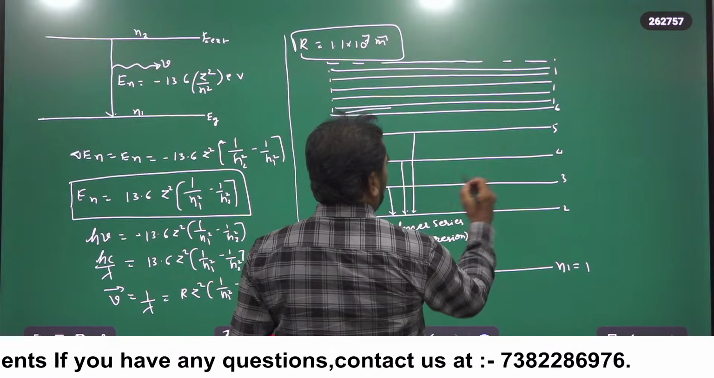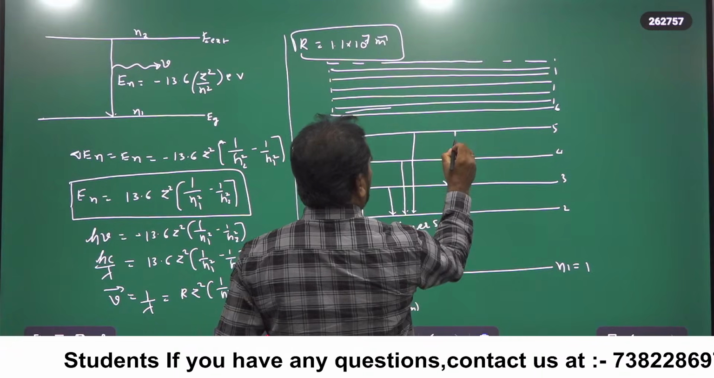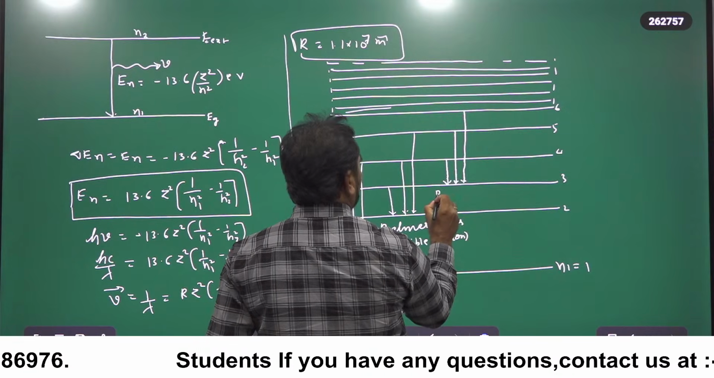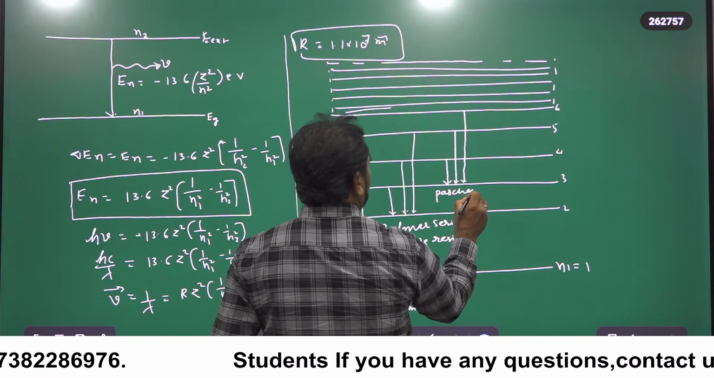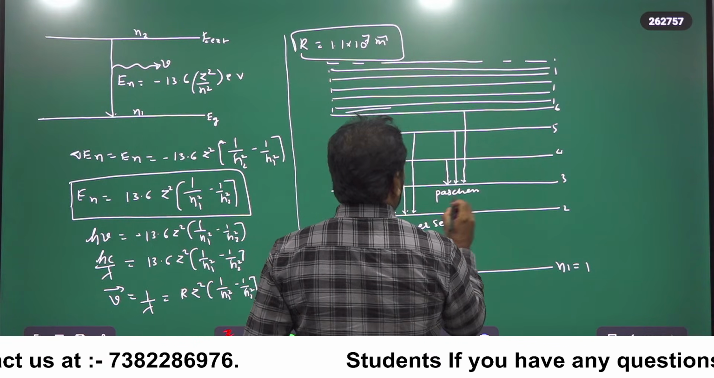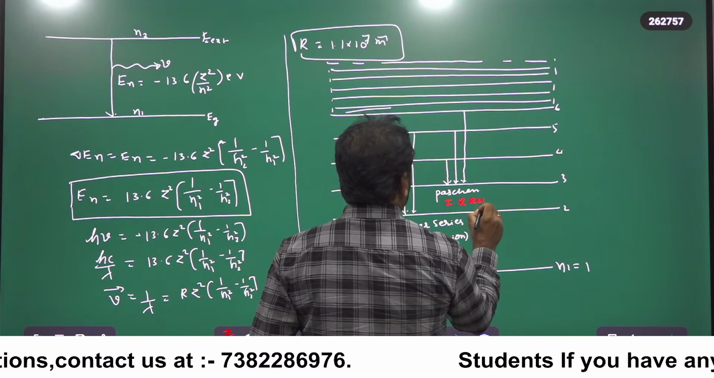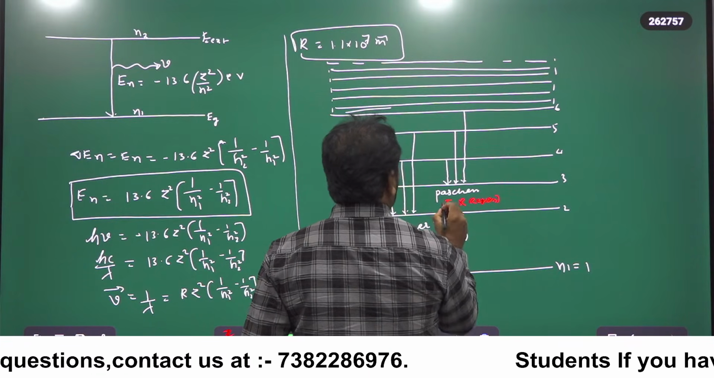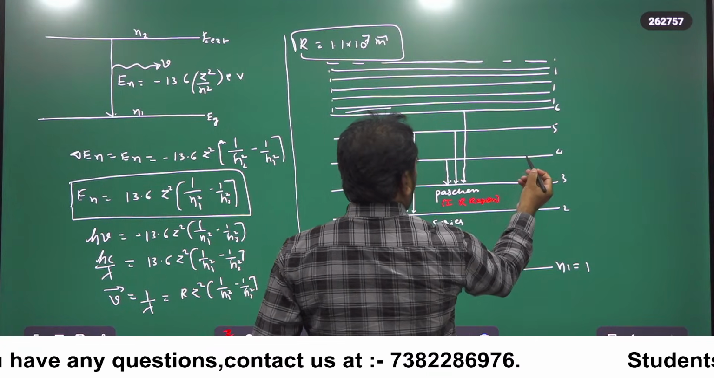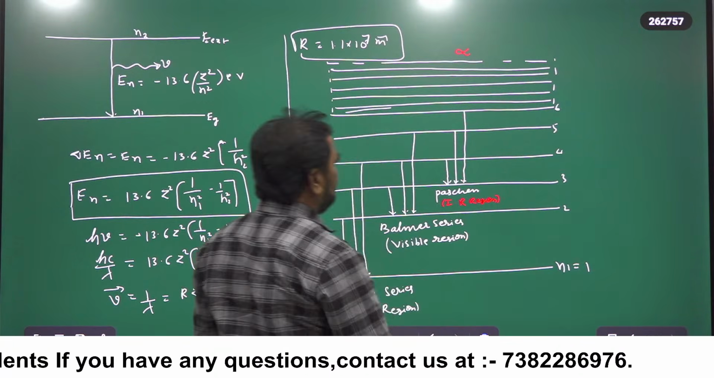Next, when the electron undergoes transition from N2 is equal to 4 to N1 is equal to 3, like this, Paschen series is forming, which is in the IR, infrared region. For Paschen series, N2 is equal to 4, 5 up to infinity, to N1 is equal to 3.